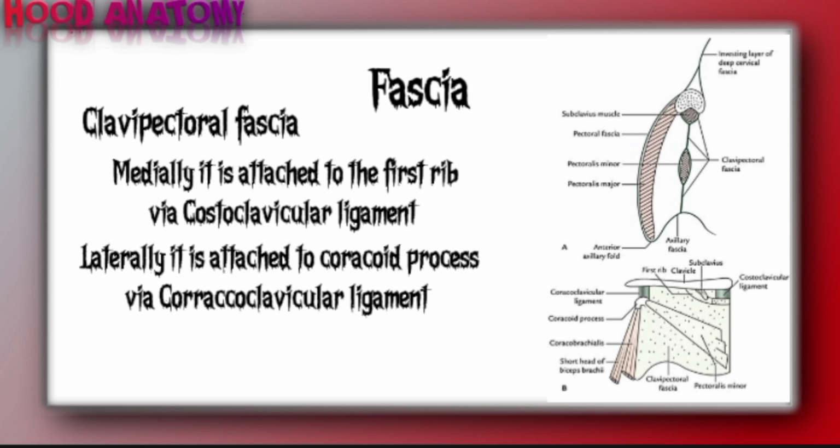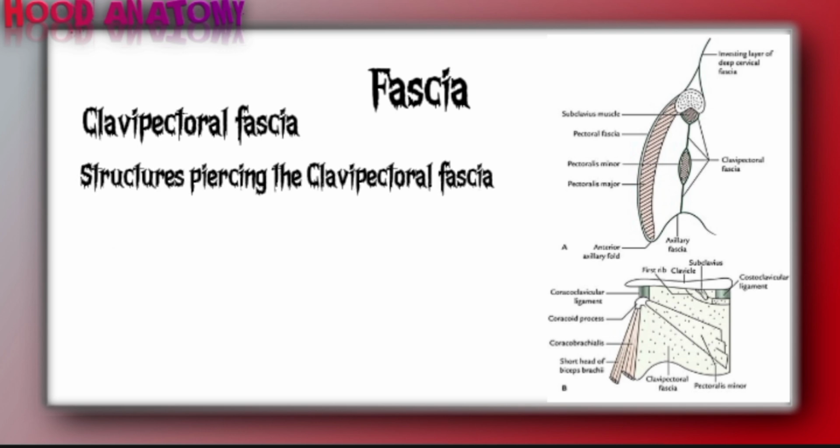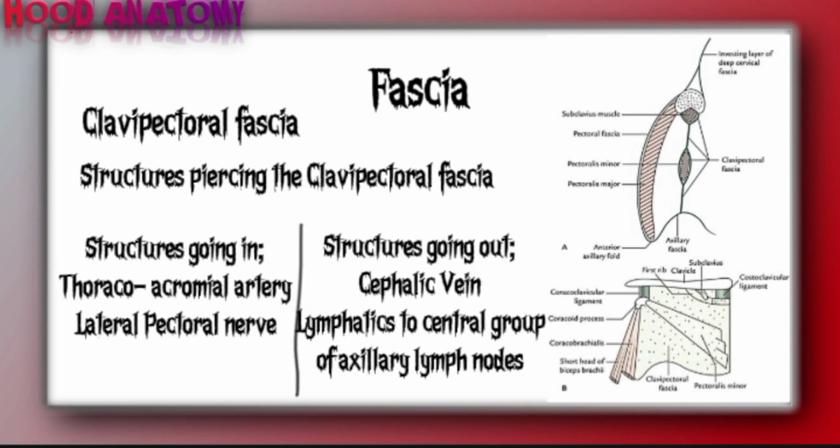Then there are like 4 structures that pierce this clavipectoral fascia. First of all, we have the lateral pectoral nerve. Then next we have the thoracoacromial artery, we have the cephalic vein, and we have some lymphatics going to the axillary lymph nodes. Among these, the lateral pectoral nerve and the thoracoacromial artery go outside. Then the cephalic vein and some lymphatics I talked about enter inside. So 2 things go out, 2 things enter.